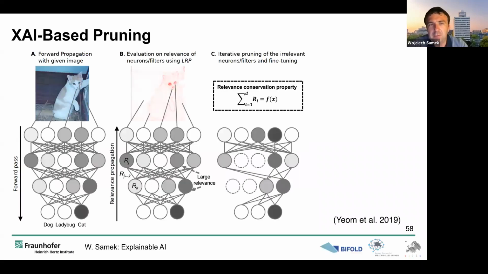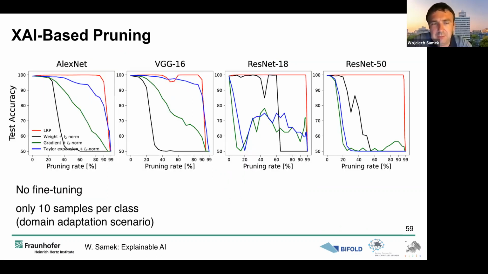So we first computed predictions and the relevance, and then iteratively removed neurons which were not relevant. And you see that if you use LRP, the red line, the pruning rate you can increase very much without affecting the accuracy of your model.